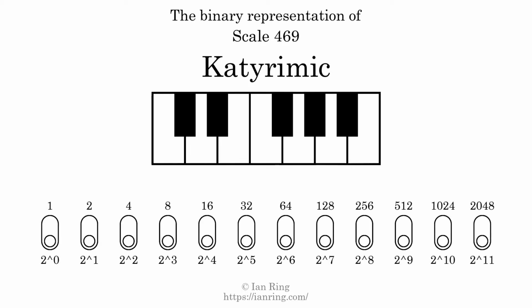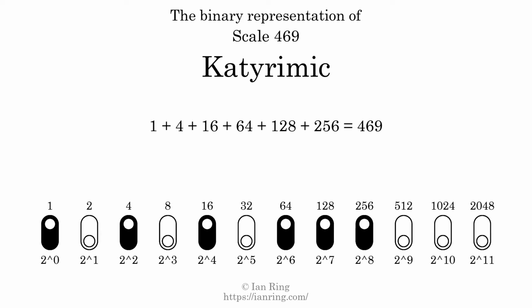The binary representation of this scale is determined by mapping tones of the scale to binary digits. Each binary digit represents a power of 2. To get the scale number, we add the powers of 2 together. The powers of 2 that are present in the scale, all added together, equals 469. That is why the scale number, in decimal, is 469.